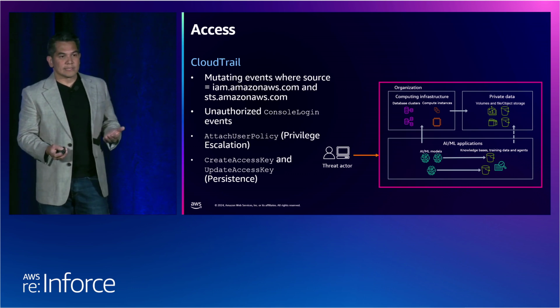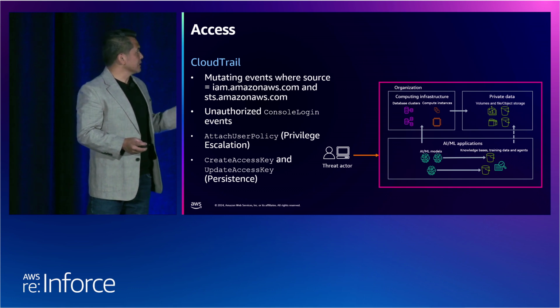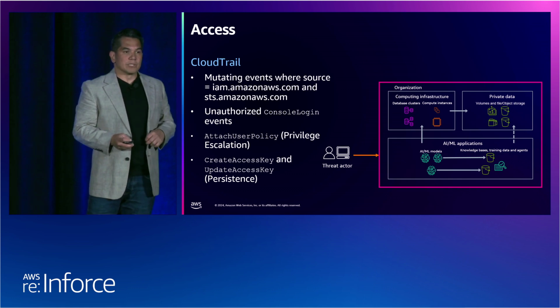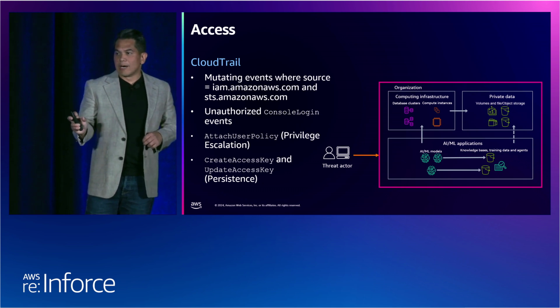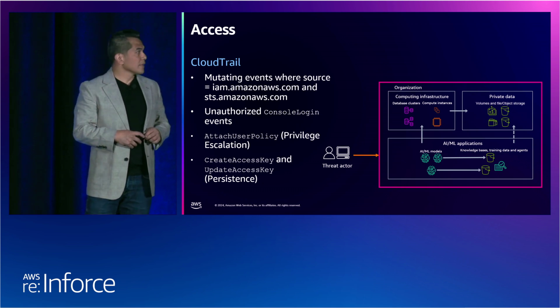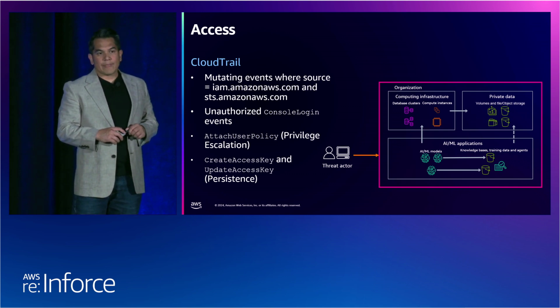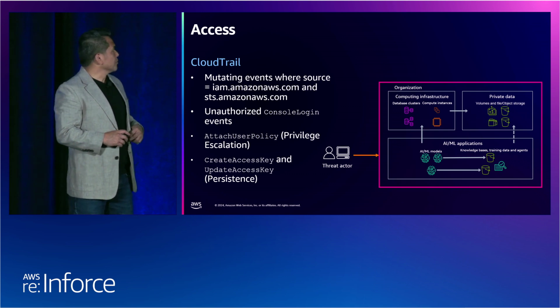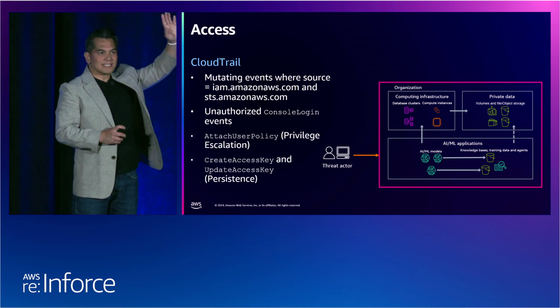Another example of that is create access key, update access key. That's a form of persistence that we've also seen. Again, if that actually occurs or is even attempted, it's going to be logged in CloudTrail, where the event source is iam.amazonaws.com. You'll also want to look at any unauthorized console login events. And thirdly, you want to look at events where the source is sts.amazonaws.com. Has anyone heard of STS?